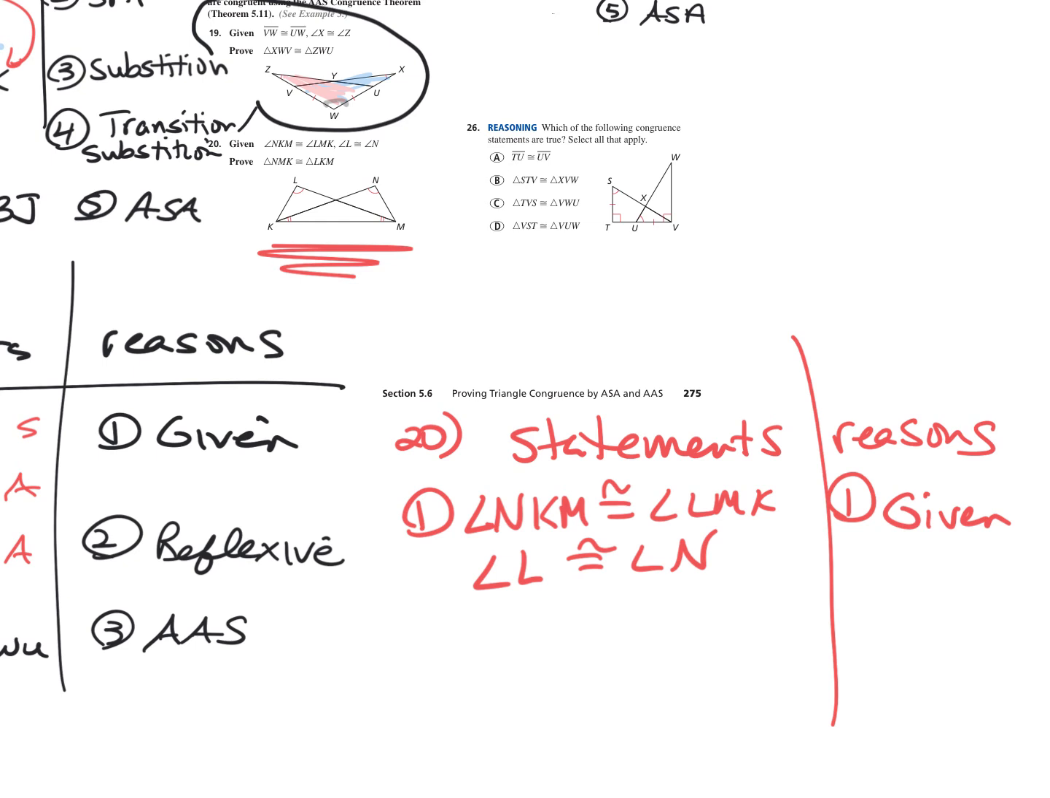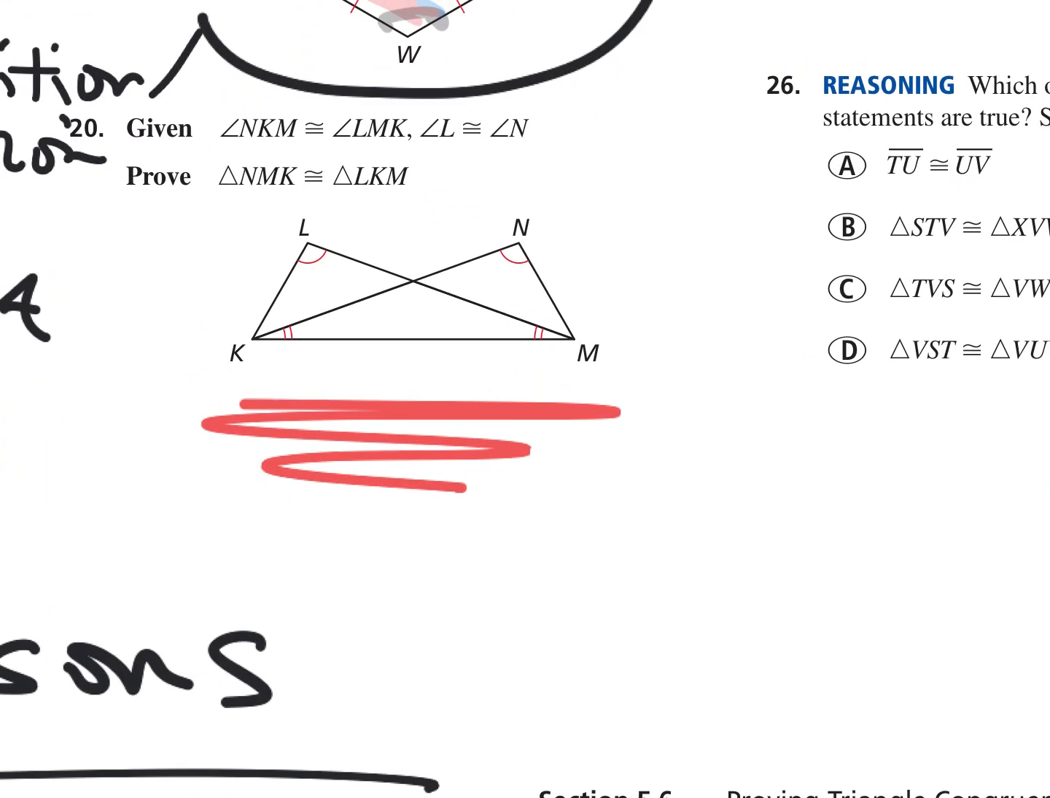So again, we're going to try to prove this using angle side. So already we have two angles. We just have to come up with the side that's congruent. And the side that's congruent is the one that they share. It's this KM at the bottom. Because again, the two triangles we're trying to prove congruent are the NMK, this one right here, congruent to this one right here. And notice this side here is what they share, so it's reflexive.